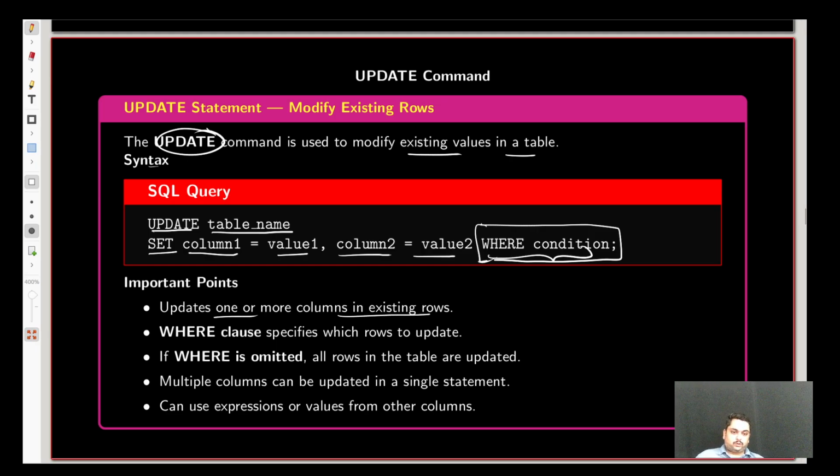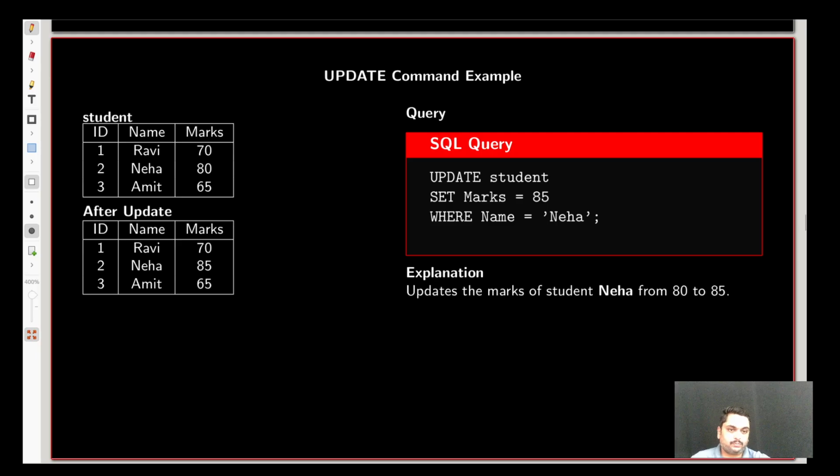Updates one or more columns in existing rows. Where clause specifies which rows to update. If where is omitted, all rows in the table are updated. Multiple columns can be updated in a single statement. Can use expressions or values from other columns. For example, update student set marks, marks is the column name, equal to 85 where name is equal to Neha.